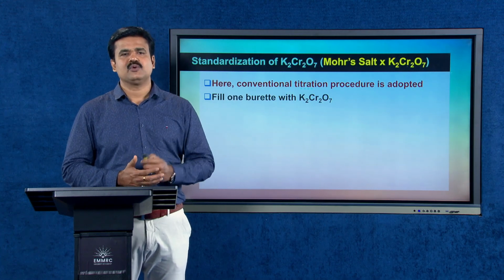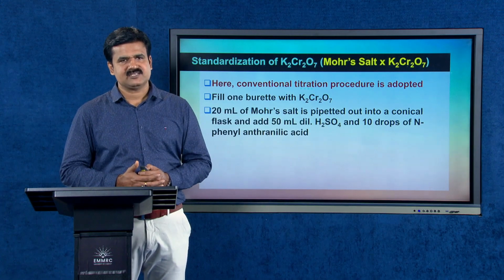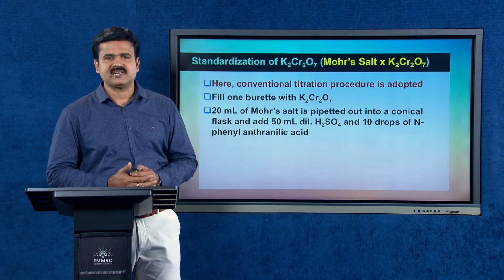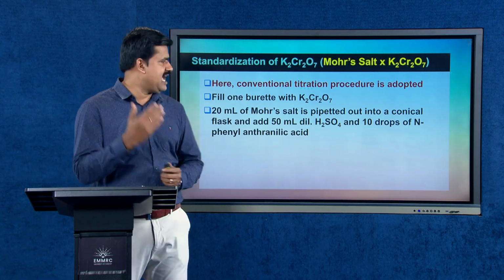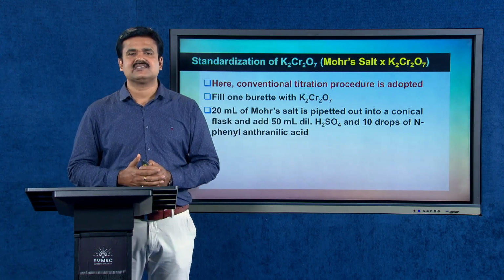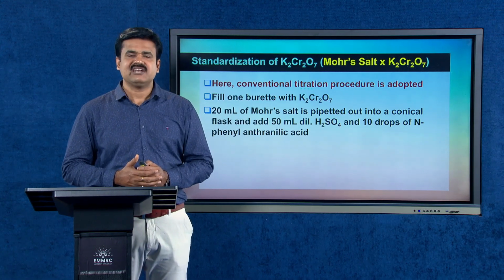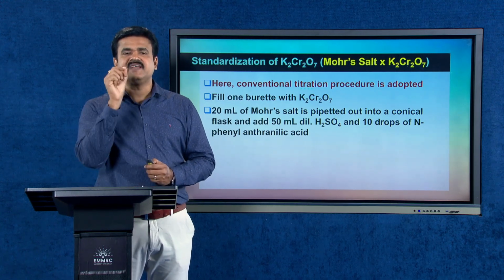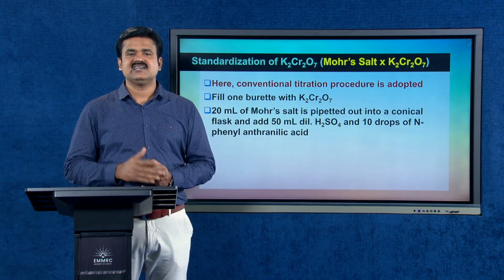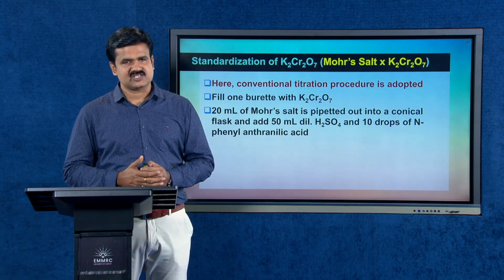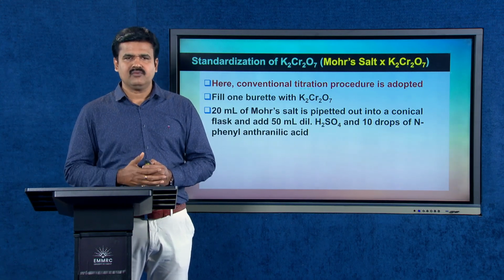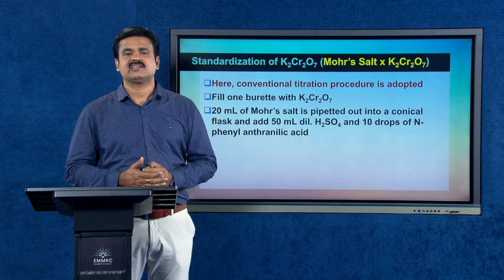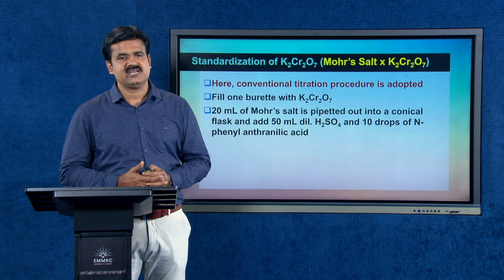Fill one burette with potassium dichromate. 20 ml of the made up Mohr's salt solution is pipetted out into a conical flask, and add 50 ml of dilute sulfuric acid along with 10 drops of N-phenylanthranilic acid. You have to remember that N-phenylanthranilic acid is used as the internal indicator in this reaction. So, you have a mixture of 20 ml of Mohr's salt along with 50 ml dilute sulfuric acid and 10 drops of N-phenylanthranilic acid.